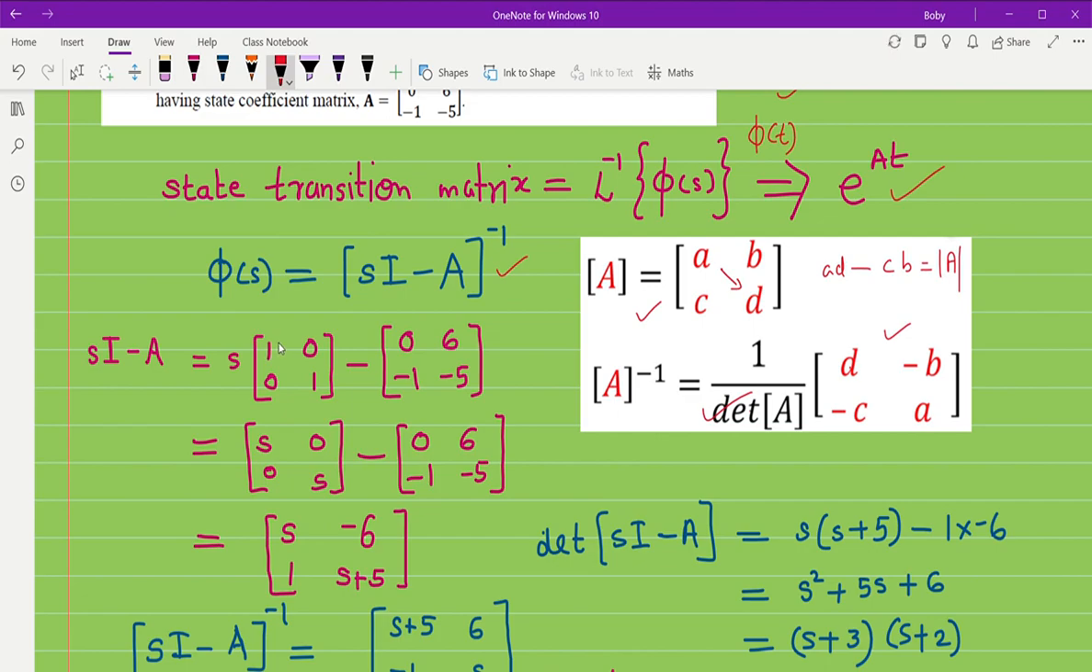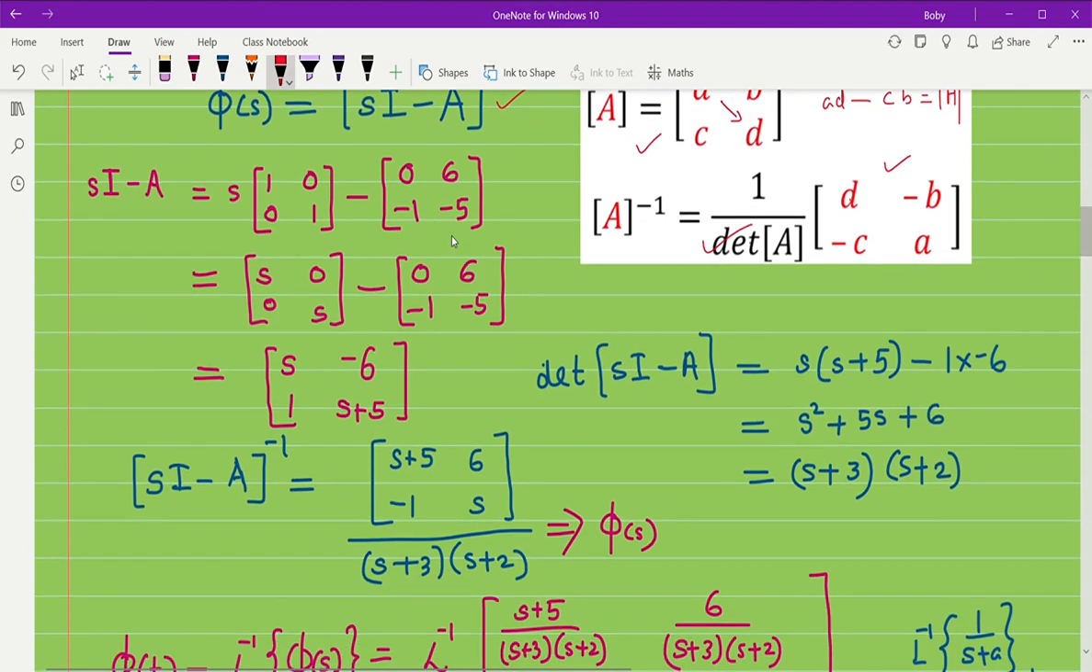So S into I minus A, where A is already given as 0 6 minus 1 minus 5. When we multiply S into the identity matrix we get S 0 0 S. Since it is a scalar, each element is multiplied. Then we subtract: S minus 0 is S, 0 minus 6 is minus 6, 0 minus minus 1 is plus 1, S minus minus 5 is S plus 5. So this is our sI minus A.